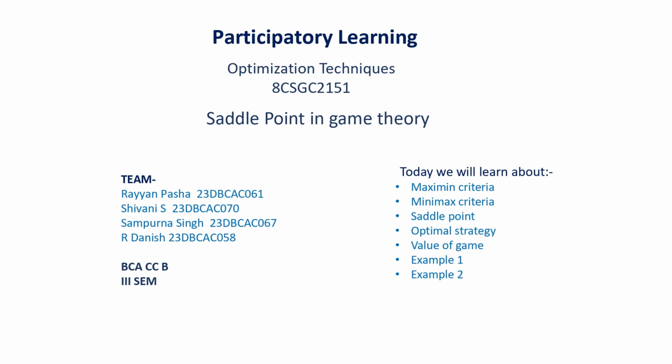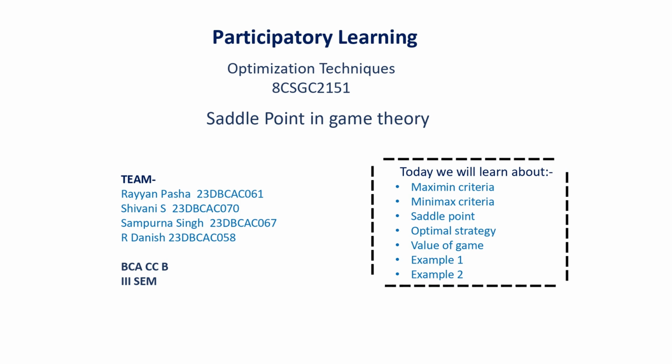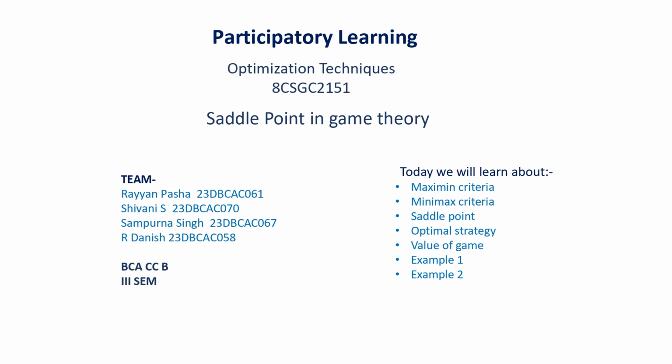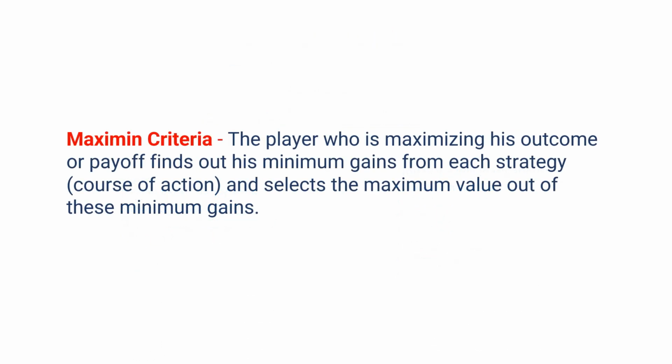Coming up, we will look into max-min criteria, min-max criteria, saddle point, optimal strategy and value of game, followed by 2 problems related to the topics. Before we get into the sums to solve the related problems, we need to learn about the definitions of few important terms. The first topic is maximin criteria.